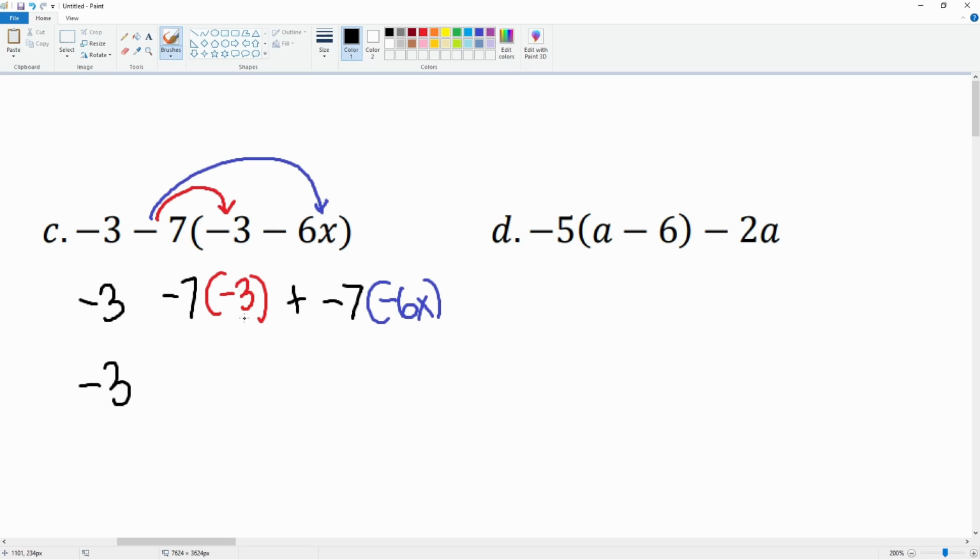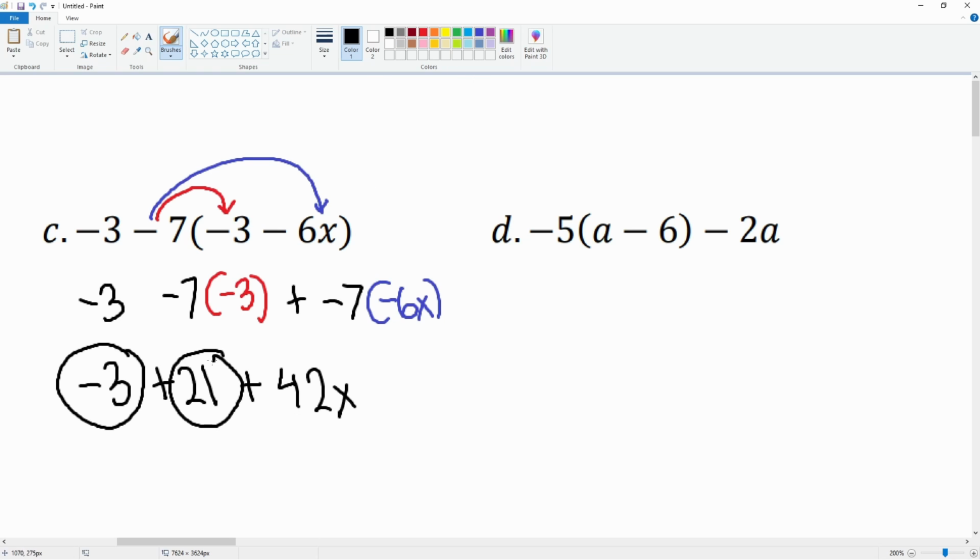-7 times -3 is +21. -7 times -6x is a positive, because a negative times a negative is a positive, 42x. We see some like terms here, the -3 and the 21. That should be, I think, 18, 19, 20, 21. Yeah. So that is 18. Bring down the plus 42x.